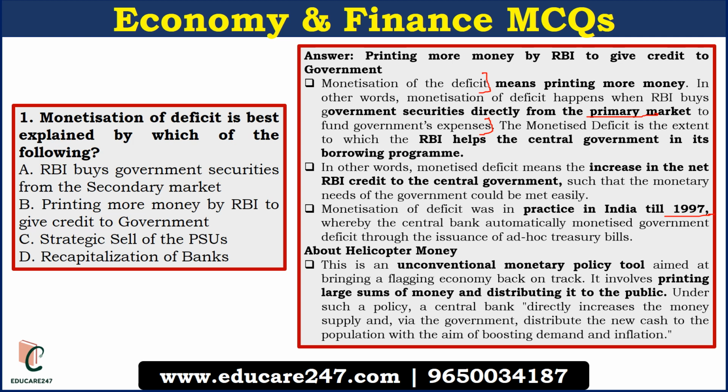There is another concept called helicopter money. That is also a very important term. It is an unconventional monetary policy aimed at bringing the economy back on track. Basically, RBI prints more money and gives it to the public with the help of the government. Government supplies more money to the public so that demand will rise and the overall economy will come back on track. So this is a very important concept. Please remember that it can be asked in your examination because at this time there is a lot of discussion about monetization of deficit and helicopter money.